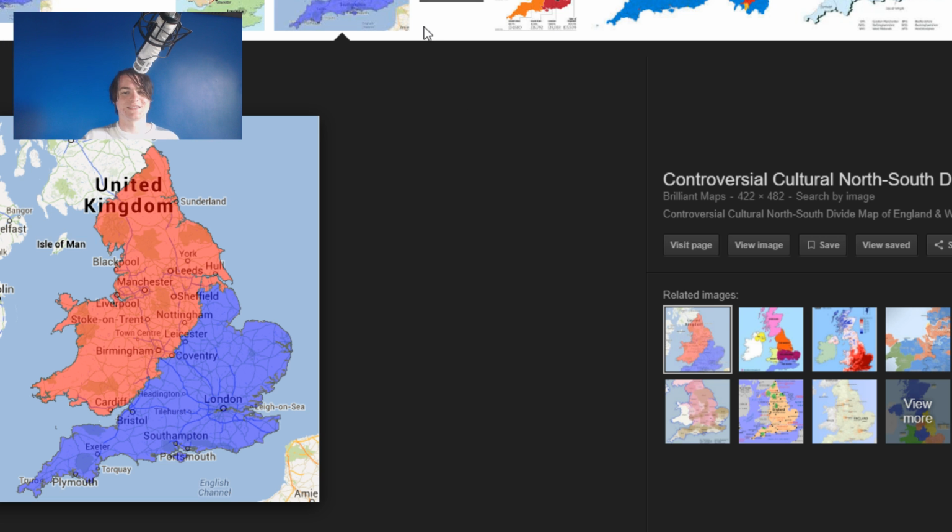I tried to look it up and I was like, this is kind of close, but it's a bit weird because Wales is in the north, and Birmingham's there, and people wouldn't really agree with that. And for some reason there's a lot of cities which are in the south. It looks a bit weird. This is the closest thing you can find to a north-south line.